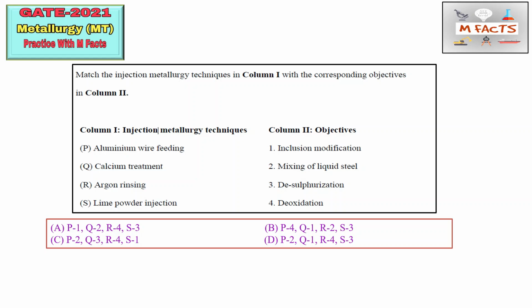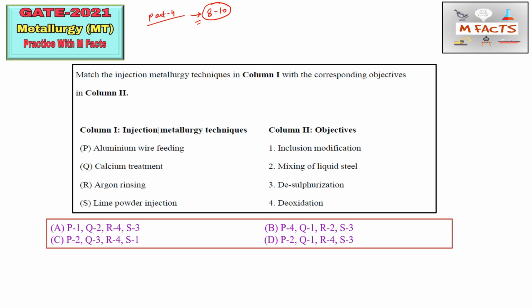So this is part 4 of this video series, and in this video series we are doing matching type questions. These matching type questions are very beneficial for GATE metallurgy, and you may get 8 to 10 marks of matching type questions in GATE metallurgy. Practicing these matching type questions is very important. These questions may also be asked in the form of MSQs and MCQs.